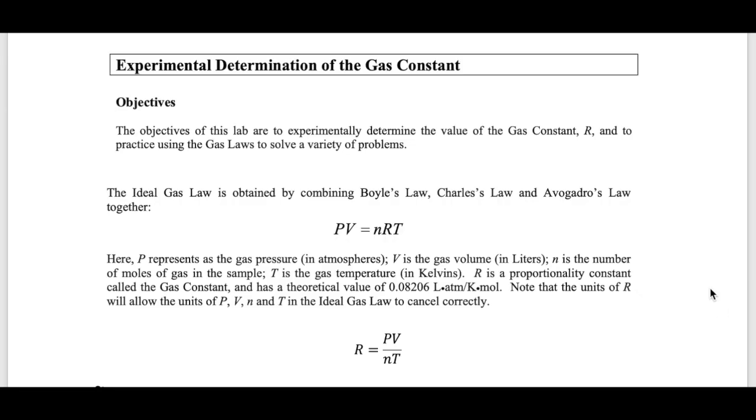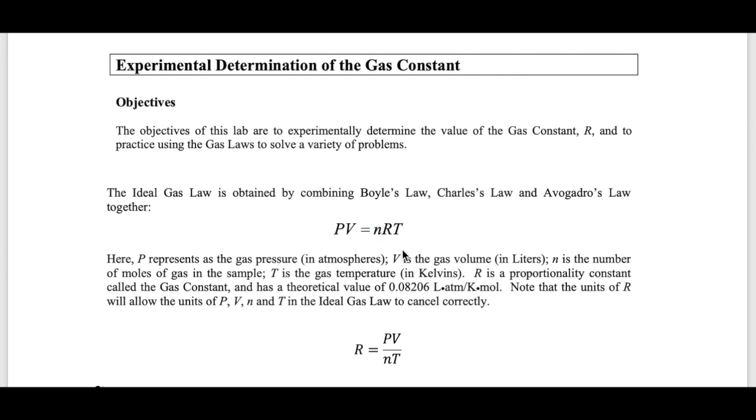Hi everyone, we're going to discuss the gas constant lab today in this pre-lab video. The purpose of this is to determine the universal gas constant R, the value of that experimentally. Of course, you're given this value in lecture and in our discussion of the gas laws, and that value is 0.08206 liter atmosphere per mole Kelvin.